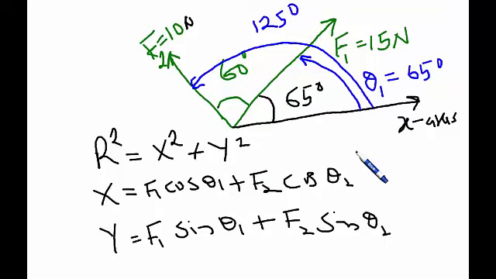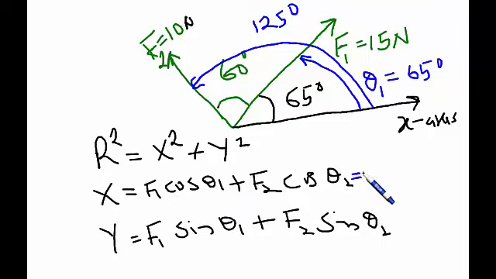So we have finished here because we know our F1 is 15 newtons, our theta 1 is 65 degrees, our F2 is 10 newtons, and our theta 2 is 125 degrees. What remains is to substitute these values and evaluate, and when we finish, we can use our final value of x and final value of y to find the resultant of the two forces F1 and F2. So let's use our calculators and evaluate this. Our F1 is 15 cos theta 1, we can evaluate that.